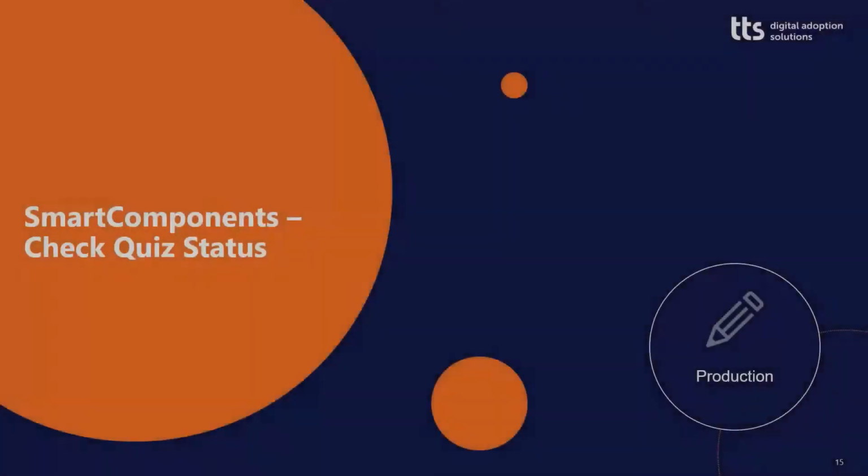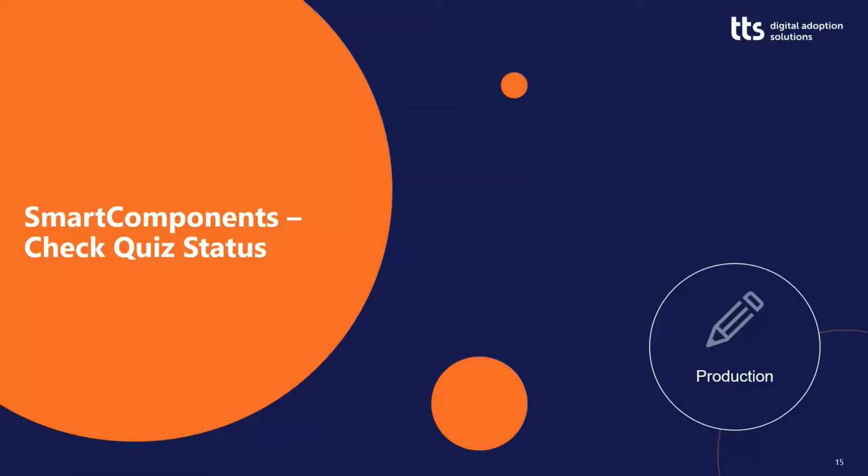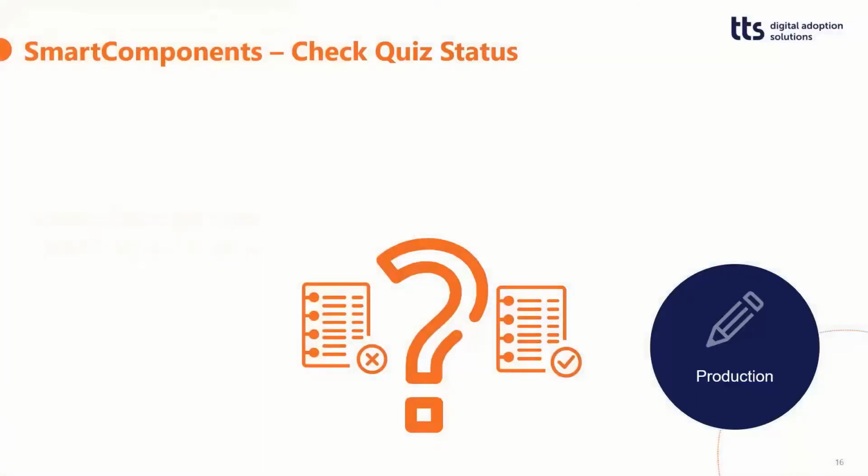So the next thing I want to show you is a new smart component, which I personally find quite nice and quite interesting. It is about checking a quiz status of a certain quiz state, or one or more quiz states, and triggering a behavior within the producer or the produced content depending on the selected test results.